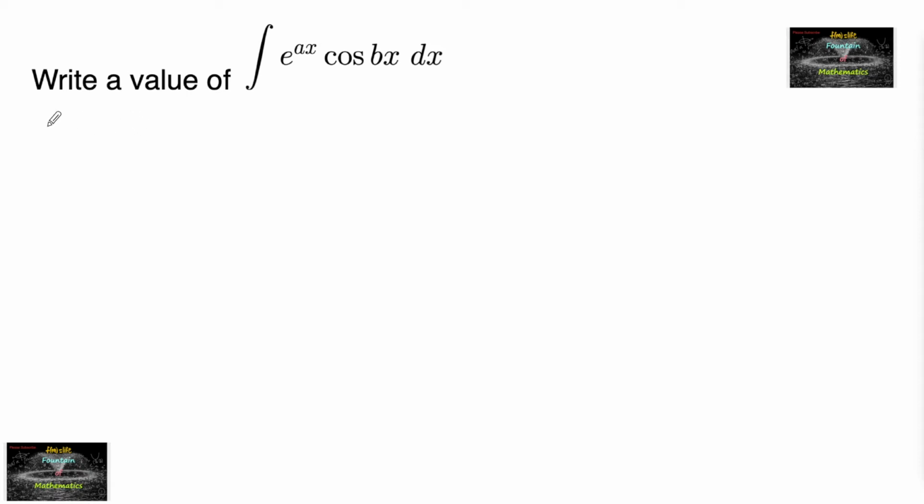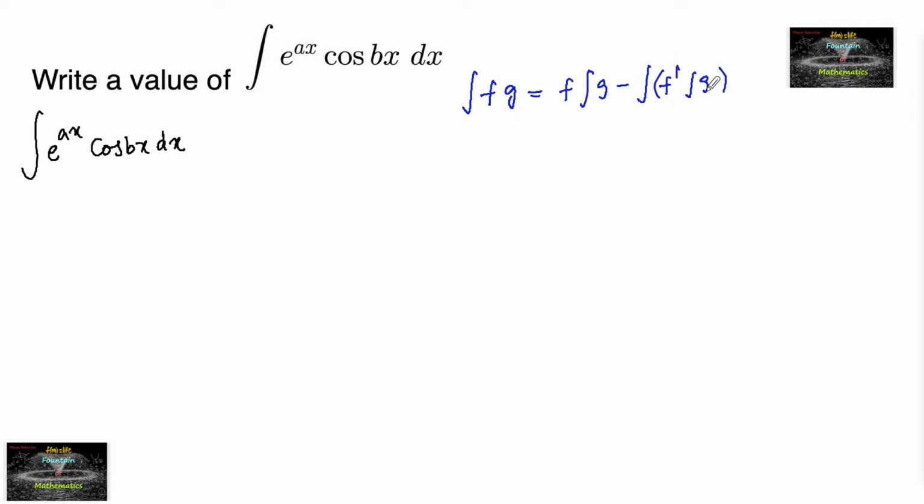Write the value of the integral of e to the power of ax into cos bx dx. So let us solve it by using integration by parts, since we know that the integral of fg is equal to f times the integration of g minus the integration of f dash times the integration of g.